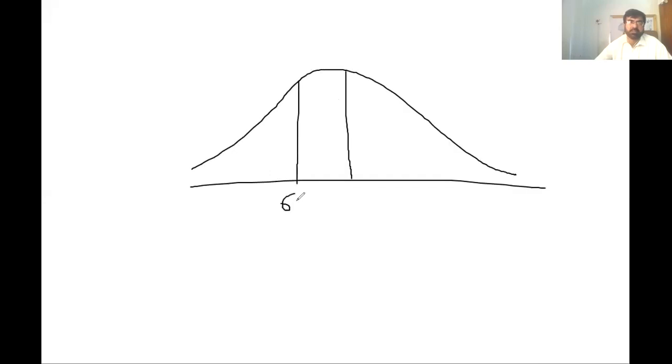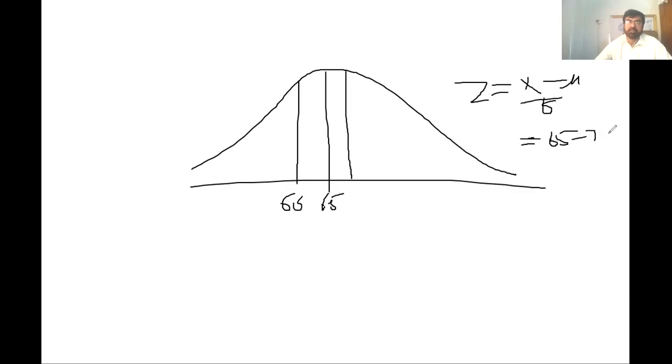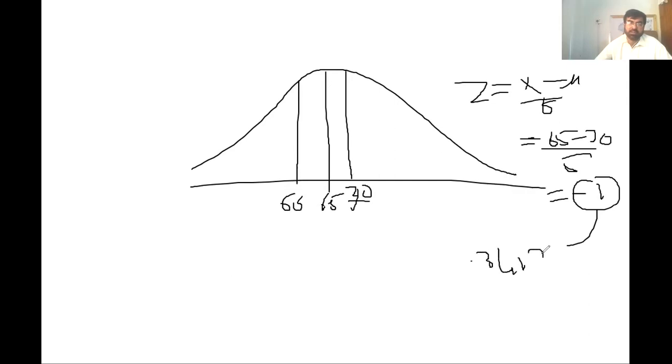these are 60 and these are 65. With 65, if you calculate Z is equal to X minus mu over sigma, that will become 65 minus 70 divided by 5, and that will become -1. So at -1, it is 1 standard deviation below the mean. It has an area of 0.3413 in the Z table, and this other area is equal to 0.5.